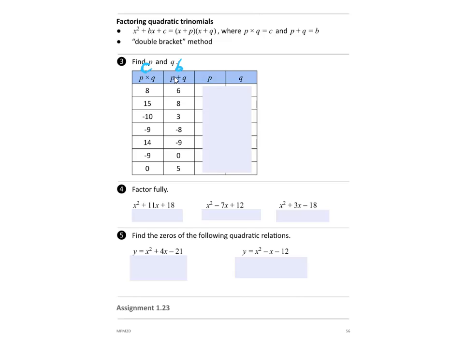So, P times Q equals 8, P plus Q equals 6. I would say 4 and 2, because 4 and 2 added together gives us 6. 4 times 2 gives us 8. And this is tricky. It's very difficult to think of these just on the spot. Don't worry if you're not getting them as fast as I am. I've had years of practice. It does take practice, and it takes time to get to that point.